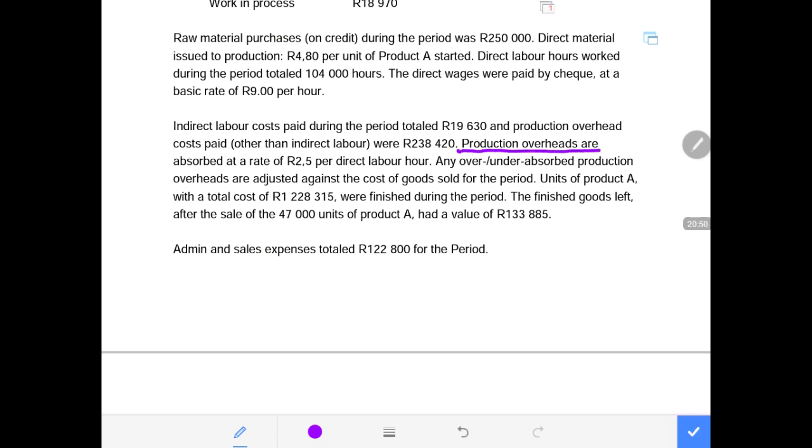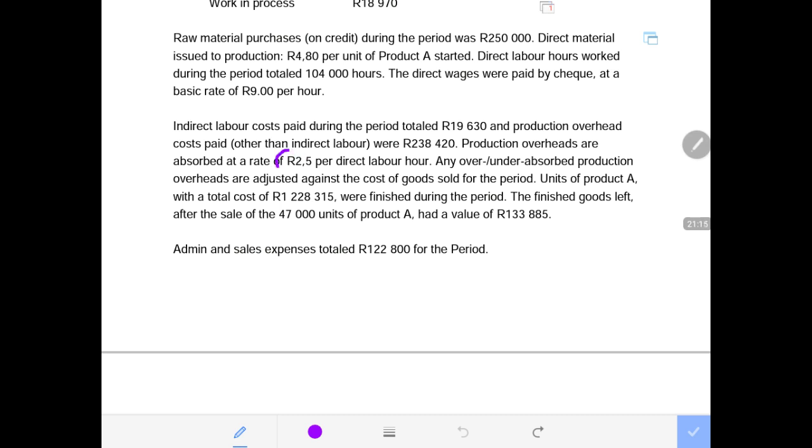Production overheads are absorbed at the rate of R2.50 per direct labor hour. Remember I said please master or take those labor hours into account. Why so? Because in a labor intensive company, most of the time direct labor hours will be used as a base to allocate our overheads.